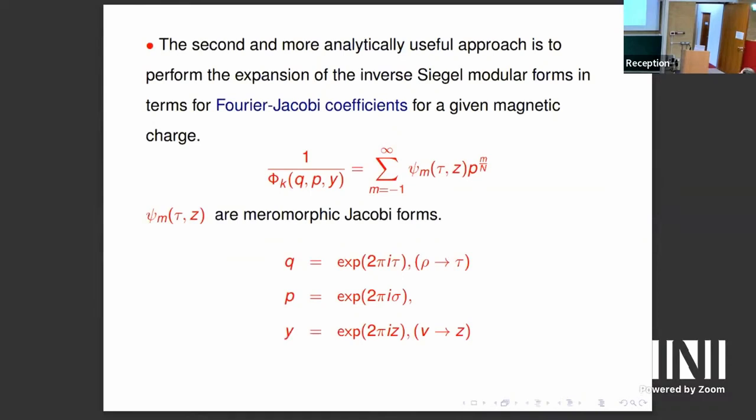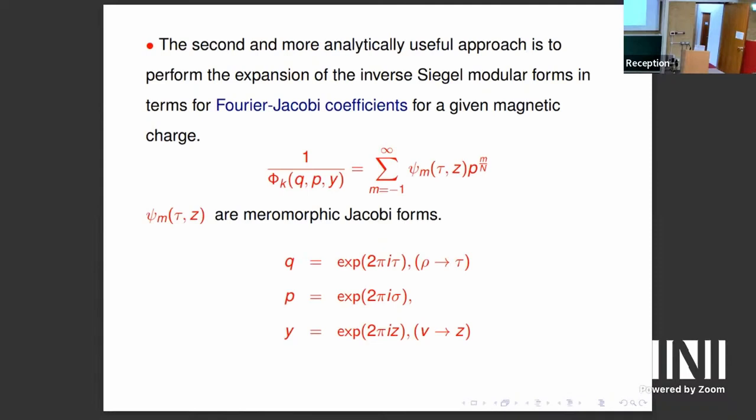Now, there's another, more analytic approach to isolating single-centered configurations. It's using the Fourier-Jacobi coefficients. So basically, there's an expansion of this inverse of Phi_k in terms of this magnetic charge. So you expand this p, which is basically this space. You expand it in this form in terms of its magnetic charges, and you have then a particular modular form. Now it is a simple modular form because it's a function of tau and z only, of the kind you are more familiar with. You can expand it like this.